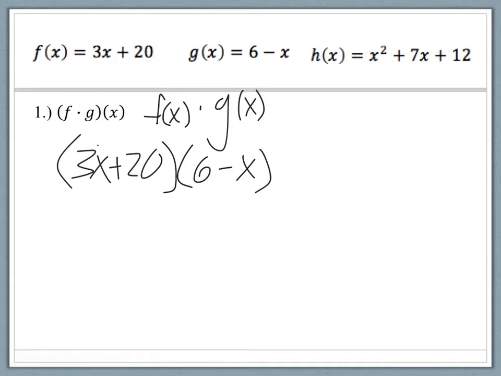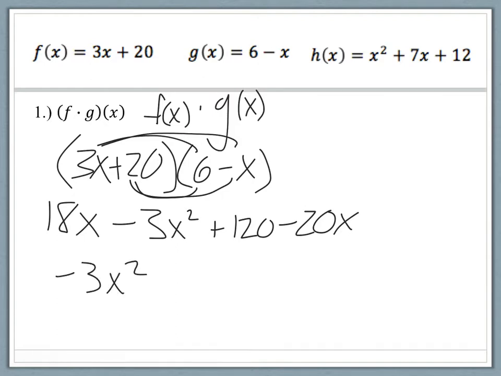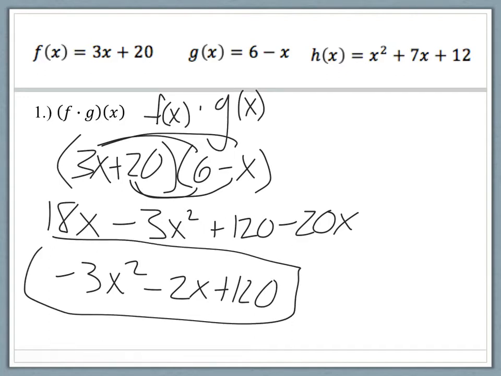Now I have to multiply this out, so I'm just going to distribute. So 3x times 6 is 18x. 3x times negative x is negative 3x squared. Okay, now 20 times 6 is 120. And then 20 times negative x is negative 20x. Okay, so we just multiplied it like we normally would. Now I just go ahead and combine like terms. So I have negative 3x squared. I have 18x minus 20x, which is minus 2x, plus 120. And that is our final answer. Okay, so we just multiplied our g times our f.